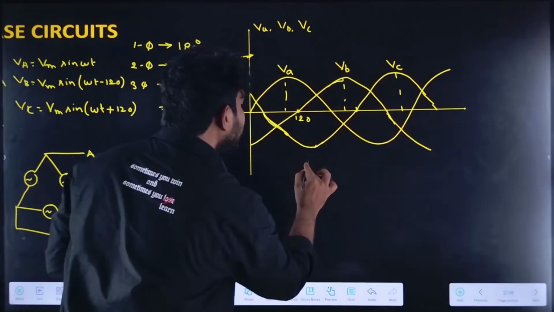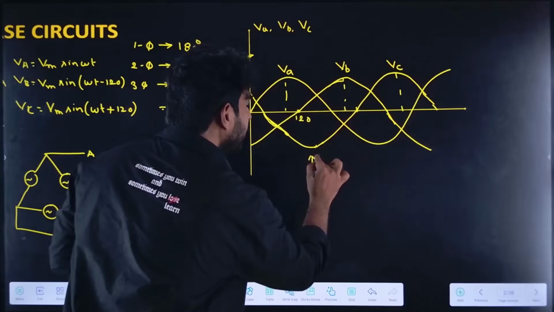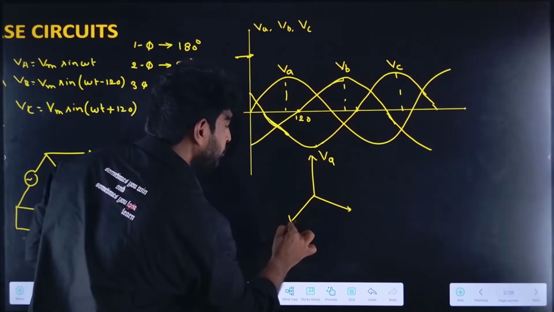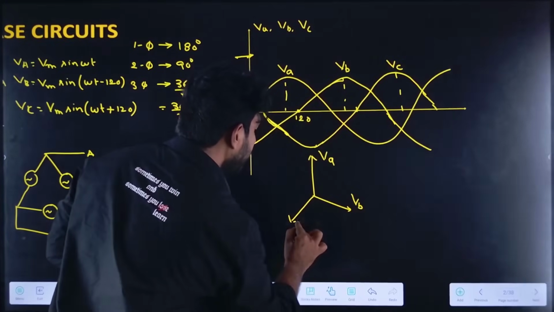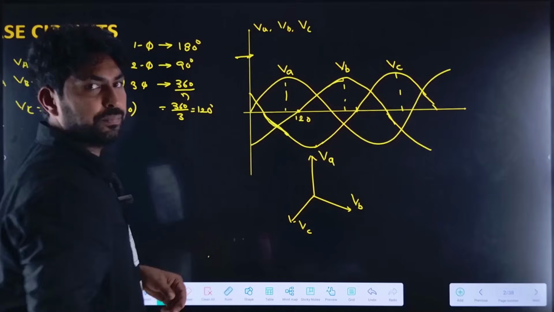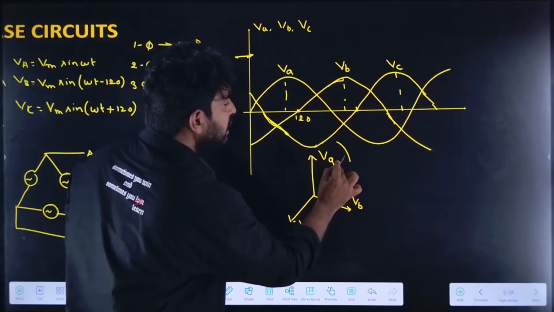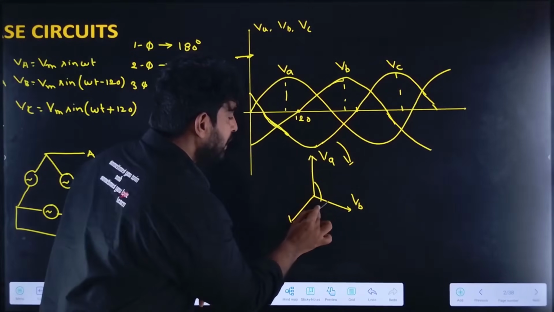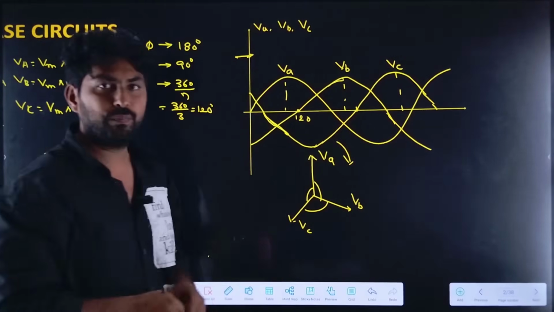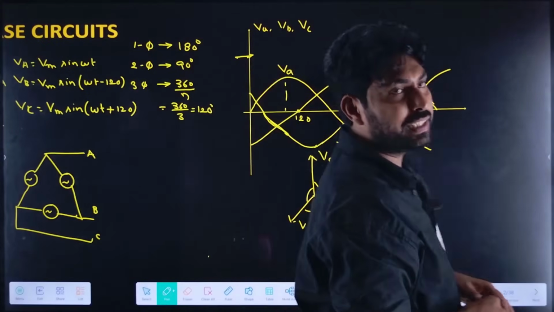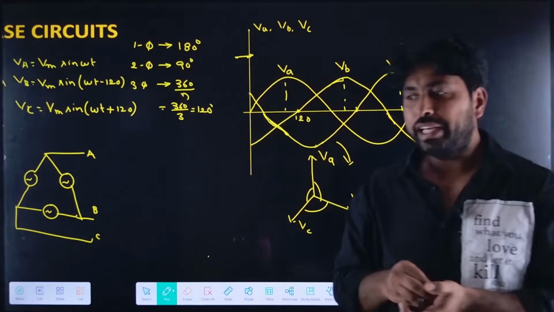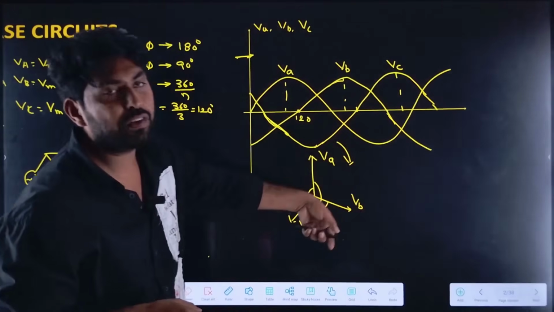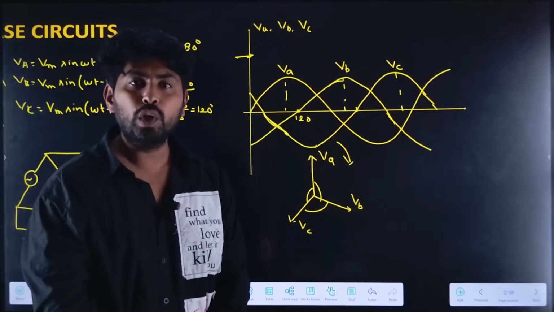So if I represent in phasor form VA, VB, and VC, in a clockwise direction, it will be VA, VB, and VC. Each phase will be displaced by 120 degrees. So here it is the positive phase sequence. If it is in this direction, we call this a positive sequence.